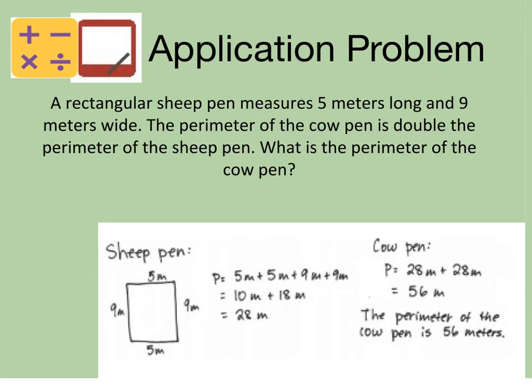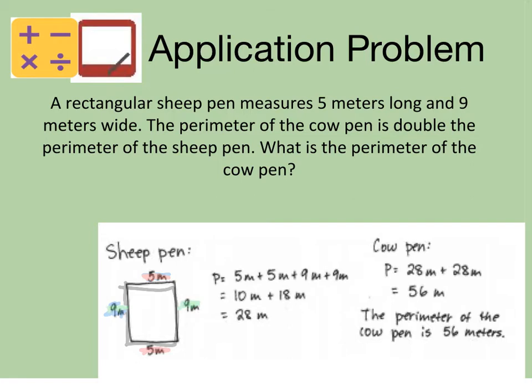Hey boys and girls, so hopefully you have a picture that looks similar to mine. I drew my sheep pen, and then I labeled the sides, my 5 meters wide and my 9 meters. And so I know that two sides of the rectangle are the same, so if this side's 5, then this side would have to be 5. And if this side's 9, then this side would have to be 9.